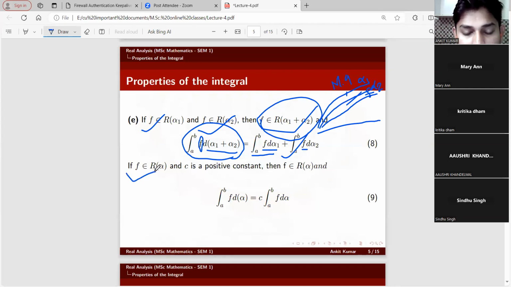Now, suppose f belongs to R alpha and c is a positive constant. If f is a Riemann Stieltjes integral and c is a positive constant, then cf also belongs to R alpha. So if c is any positive constant, positive meaning plus 1, plus 2, plus 3, and so on, and f is any Riemann Stieltjes integral, then cf belongs to R alpha. And the integral from a to b of cf d alpha is equal to c times the integral of f d alpha. So these are the properties of the Riemann Stieltjes integral.